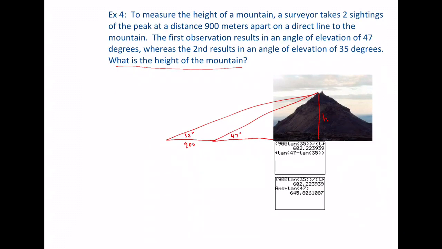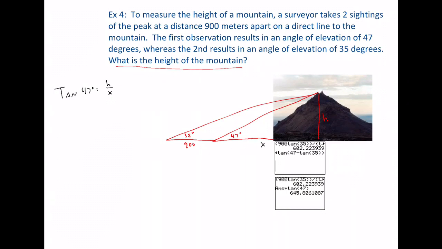We have two right triangles, so let's look at the 47 degree one first. We have 47 degrees, we know the height, and then our unknown of the base we're going to call x because we don't know what that is either. So that's using opposite and adjacent, so that'll be tangent. So tangent of 47 degrees is equal to opposite over adjacent, which is h over x.